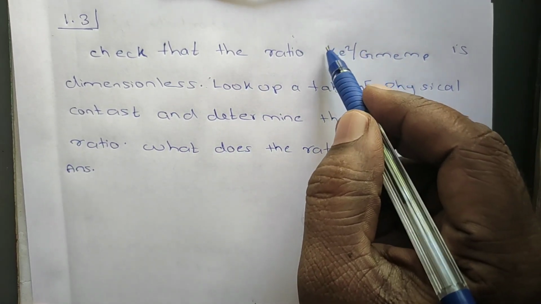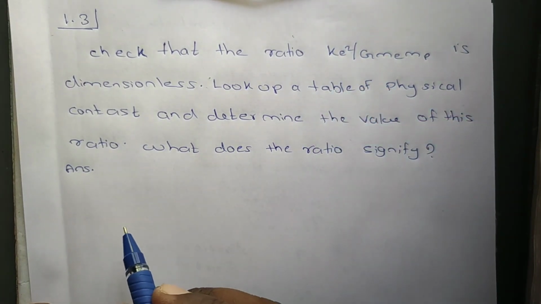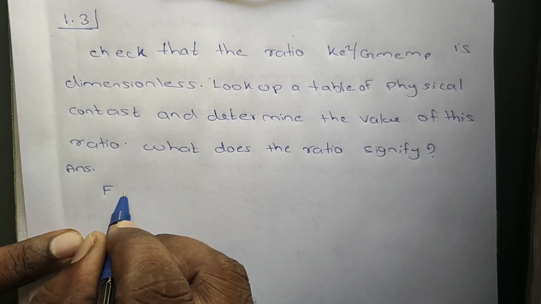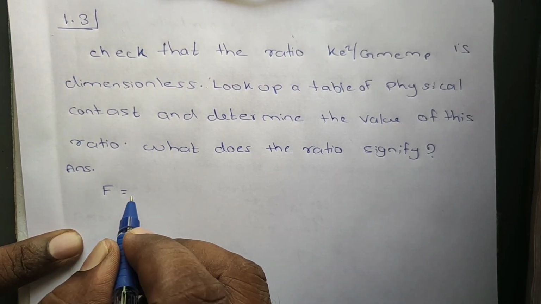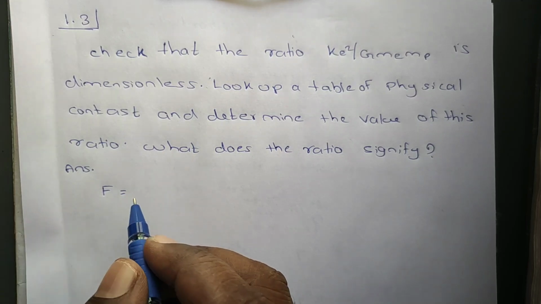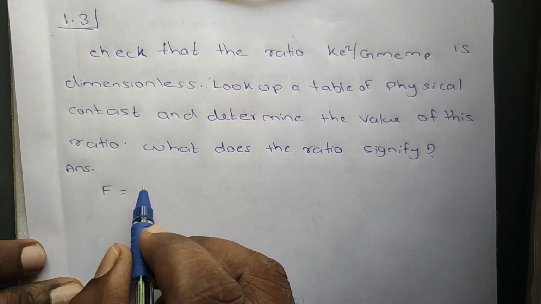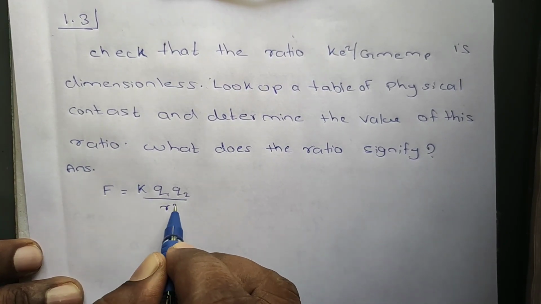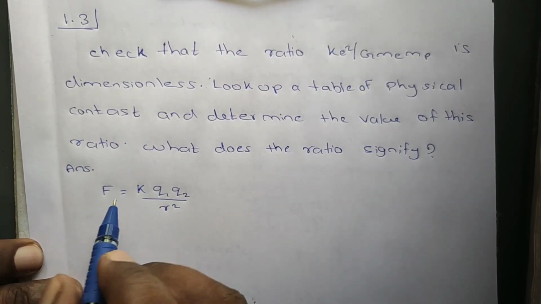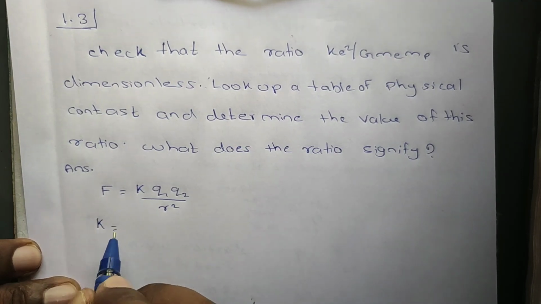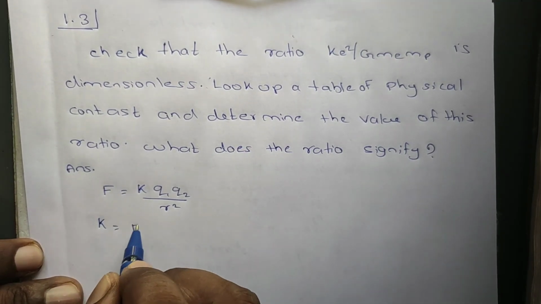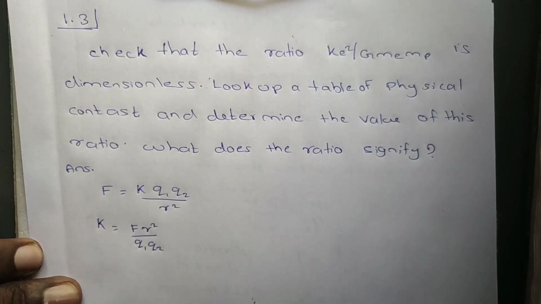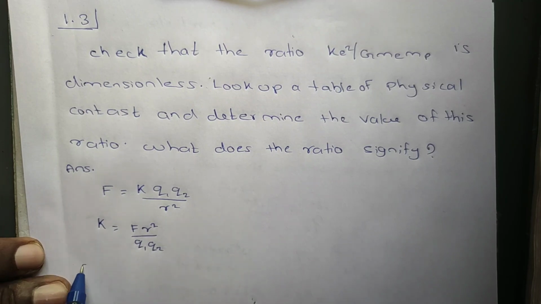Okay, so what is this K? K is a proportionality constant in Coulomb's law. So what is Coulomb's law? Two charges separated by a small distance: the force between them is F equal to K Q1 Q2 divided by R square. I am going to find the unit of this K. From this, K is equal to F R square divided by Q1 Q2. What is the unit of K?